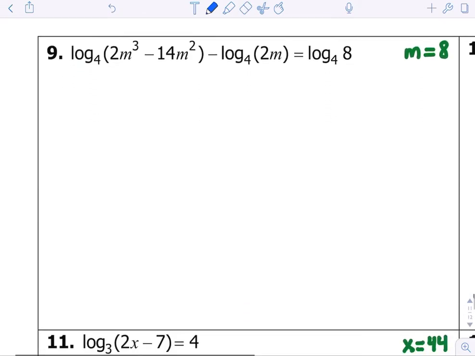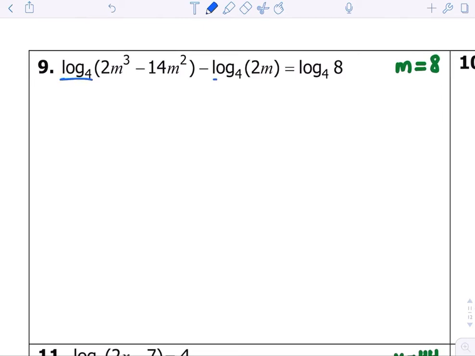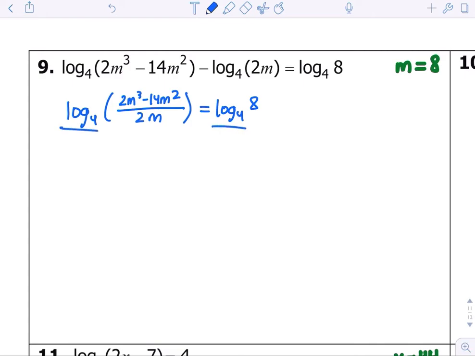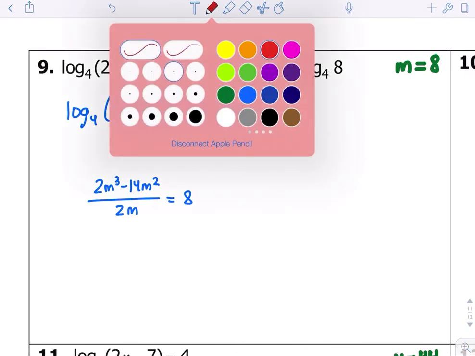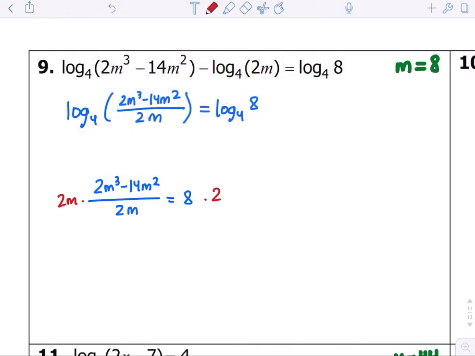Okay, number 9. All right, so we have a log and a minus sign. So that's going to be quotient rule. So log base 4 of 2m to the third minus 14m squared divided by 2m is going to equal log base 4 of 8. Okay, so we have log and log, so now we can equate this parenthesis with that one. So 2m to the third minus 14m squared all over 2m is equal to 8. So what I'm going to do is multiply both sides by 2m so that we don't have any more fractions.